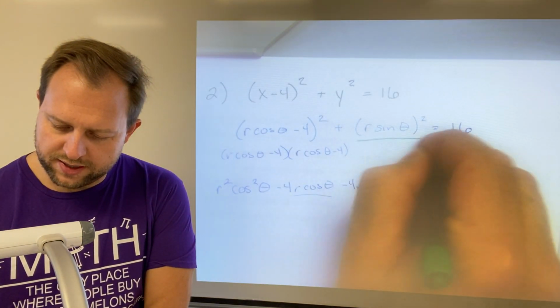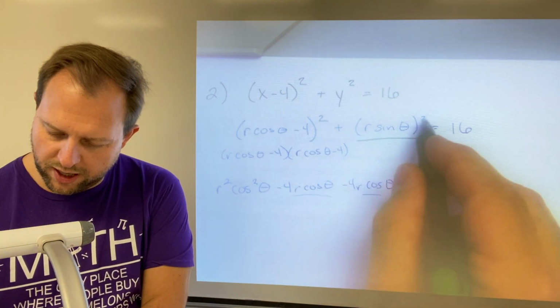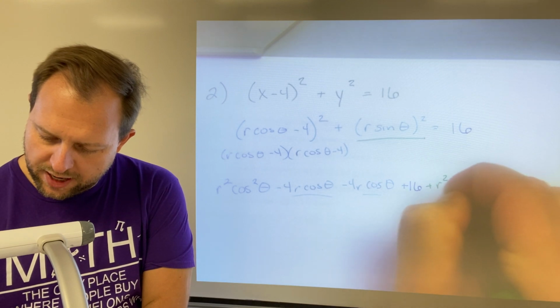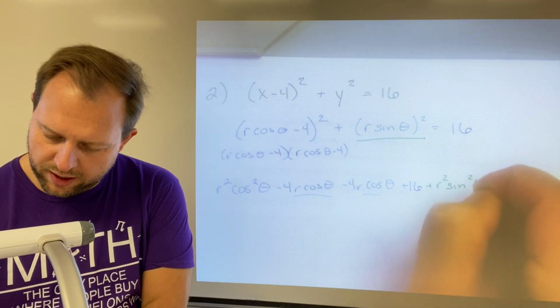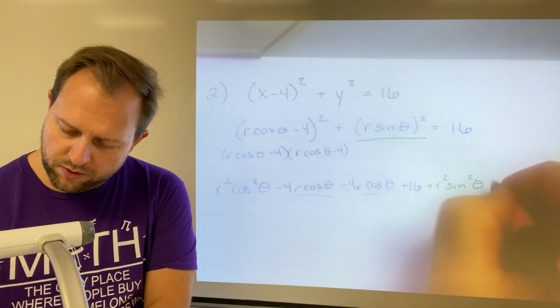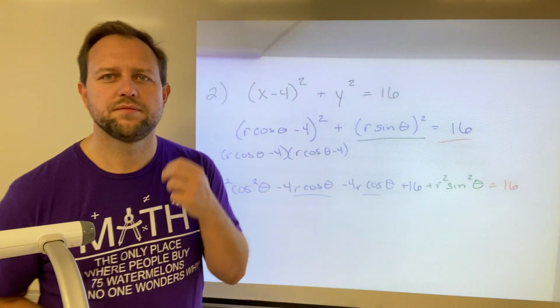Now to take care of the second part, we just simply go through and square this: r squared sine squared theta. That's what's coming from there. And then the equals 16 just comes on down. Okay?